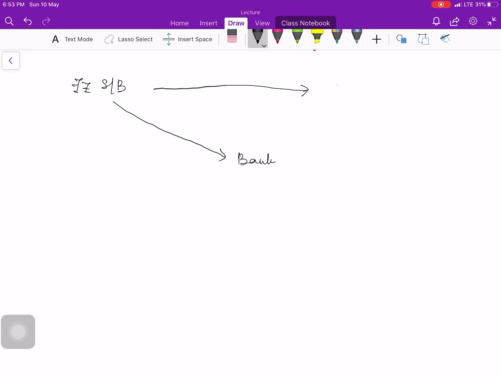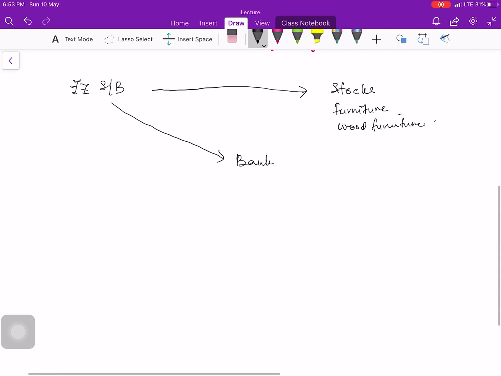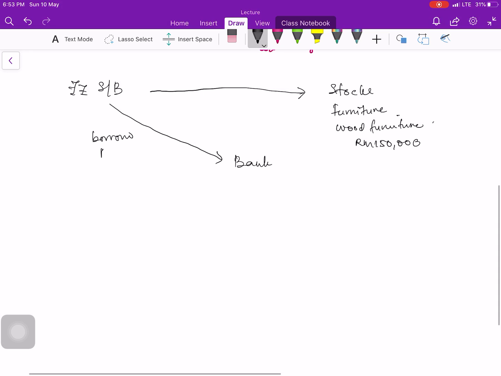Okay, stocks. What sort of stocks do we want to sell? Let's say wood furniture. Let's say at that particular time the stock is worth 150,000. Now, ZZ Sdn Bhd borrowed from the bank about 100,000, and their guarantee is using the stocks, which are wood furniture, valued at that particular time of borrowing at 150,000.